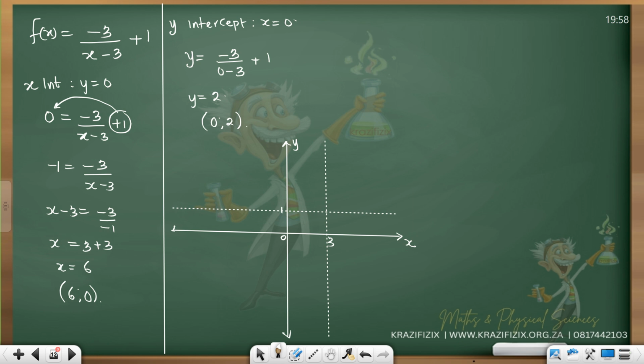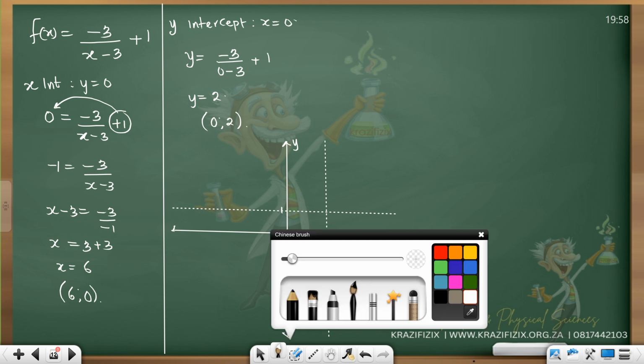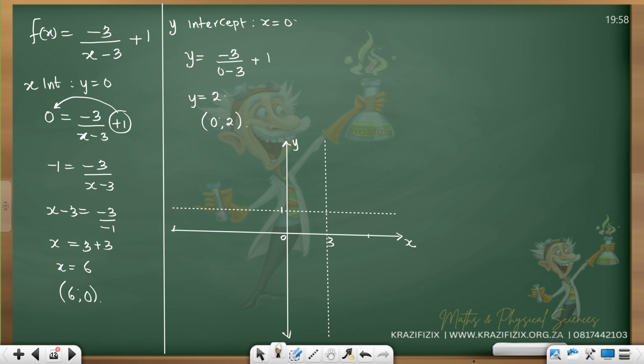Now my x-intercept, x is 6. And my y-intercept, the value of 2 there. Okay, so I already see where my graph is. Please don't draw straight lines. This graph should not be straight at any point.